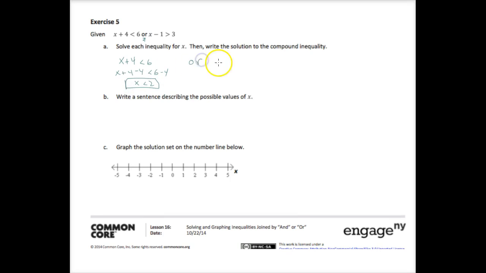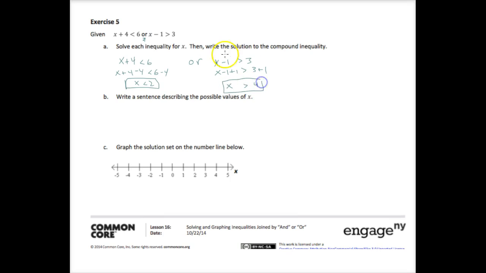Or, here's our or: x minus 1 has to be greater than 3. We'll add 1 to both sides. x minus 1 plus 1 is greater than 3 plus 1. I meant 1 over here. Let's get that 1 in. Learning how to do that. x is going to be greater than 4.